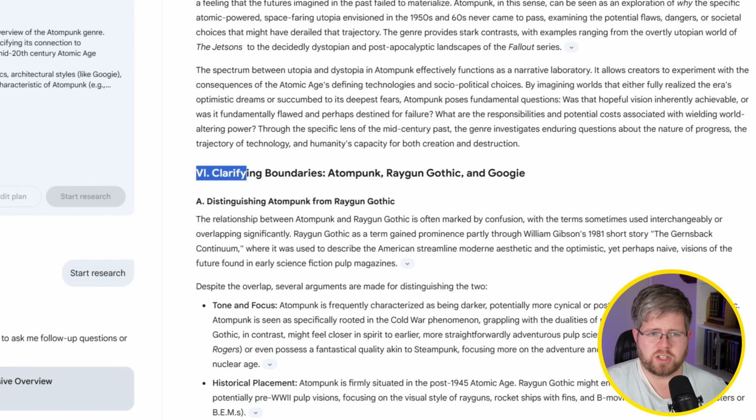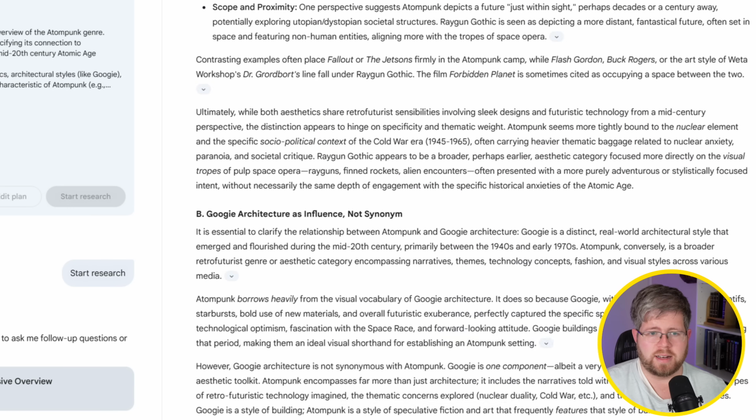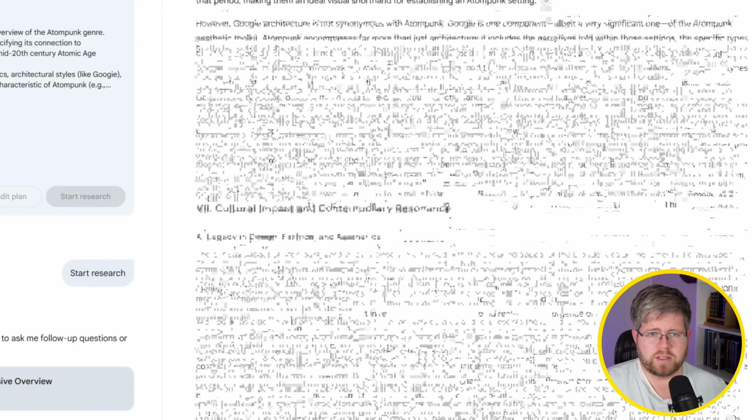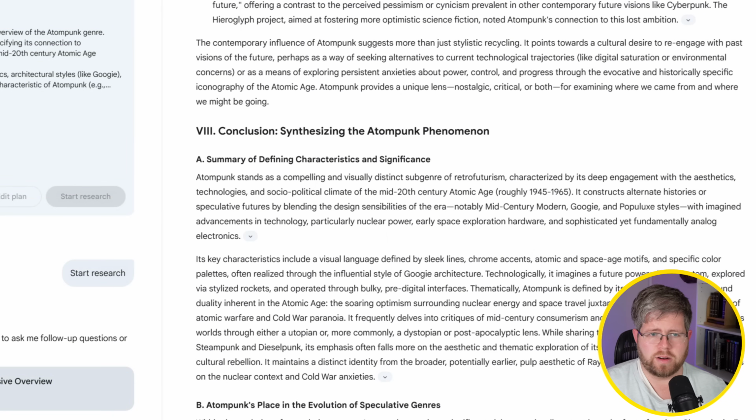Then we get section 6, so this is clarifying boundaries. So distinguishing it from ray gun gothic. Interesting. I didn't even know what ray gun gothic was. Then architecture as an influence, not synonym, cultural impact. So we got the legacy, influence on modern art, and then a conclusion.